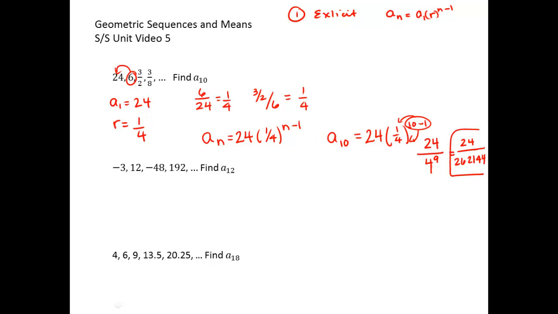Let's try another one. Alright, so here it looks like my r value, if I go from -3 to positive 12, is -4. And here I'm going to go 48 divided by 12, that's another -4. Okay, so r equals -4. I want to find a sub 12, so let's go ahead and write my explicit. A sub n will equal the first times the r value to the 12 minus 1 power. Go ahead and type that in your calculator carefully and see what you get.